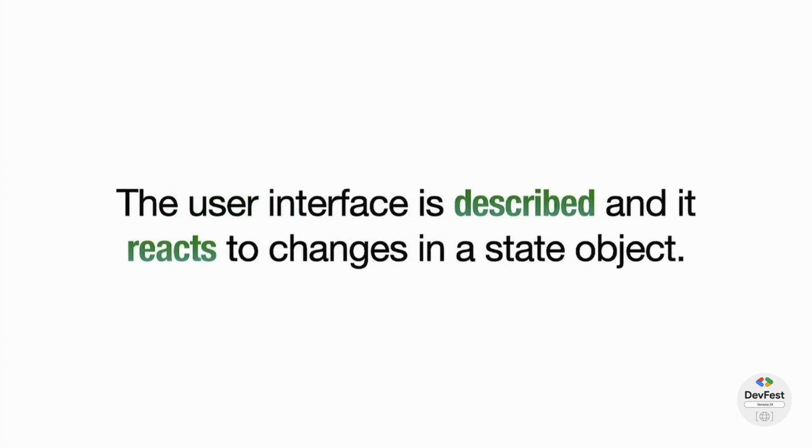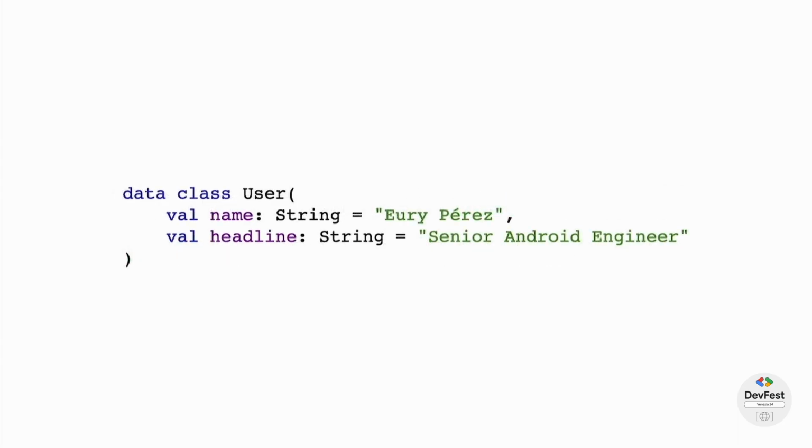The user interface essentially is described, different than on XML, which is not declarative. Here the UI is described and it reacts to changes in a state object. So we'll expand a little bit more on that later.